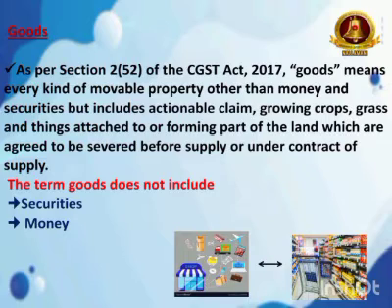Next, important terms in GST: goods. The meaning of goods. As per section 2(52) of the CGST Act 2017, goods means every kind of movable property other than money and securities, but includes actionable claim, growing crops, grass, and things attached to or forming part of the land which are agreed to be severed before supply or under a contract of supply. The term goods does not include securities and money. Other movable goods are included in the goods.